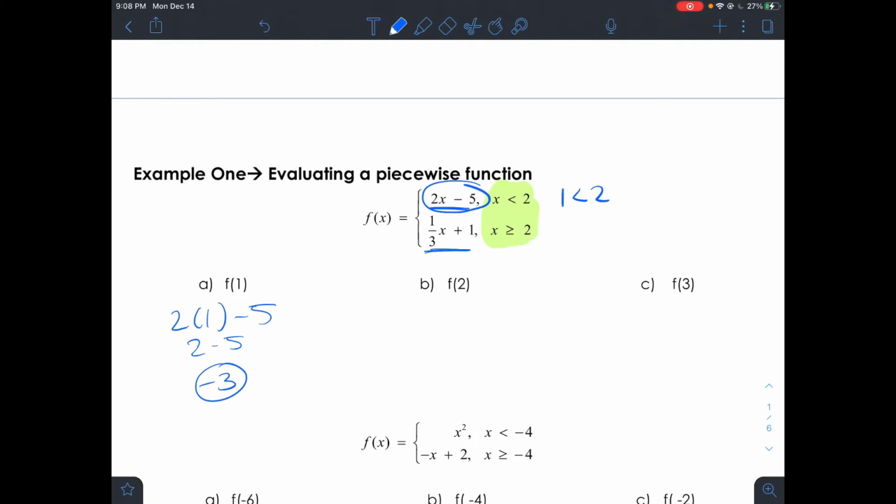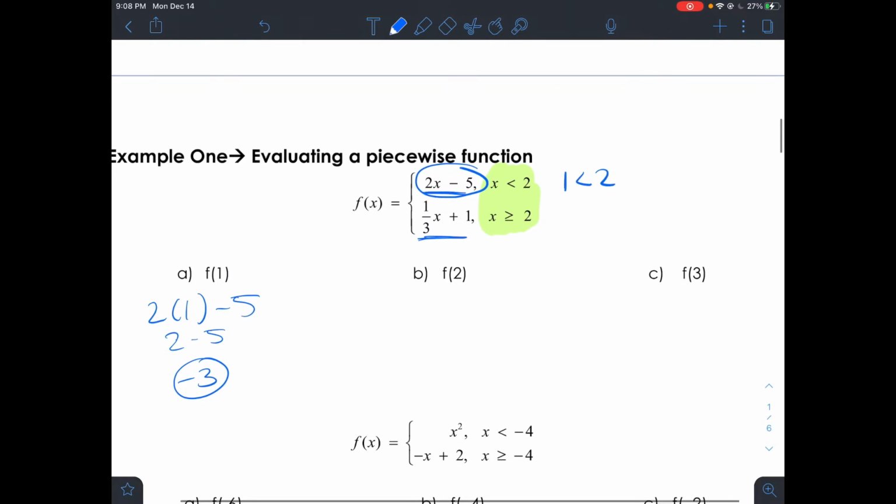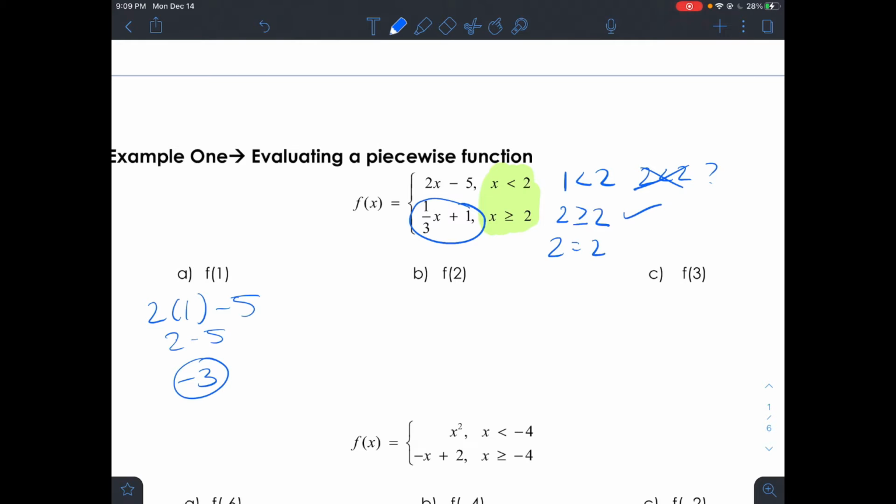Then for B, it says f of 2. So we're going to go ahead and plug 2 in. Now again, we have to decide which function do we use here. Well, is 2 less than 2? No, it's not, right? 2 can't be less than itself. Is 2 greater than or equal to 2? Yes, it is. It's equal to, right? 2 is equal to 2, so the greater than or equal to symbol will work there. So that tells us we're going to use this function.